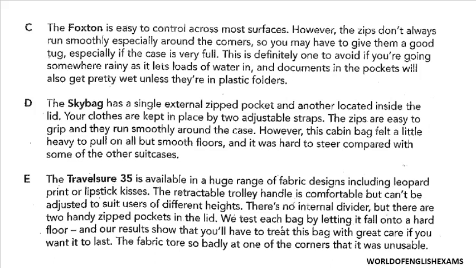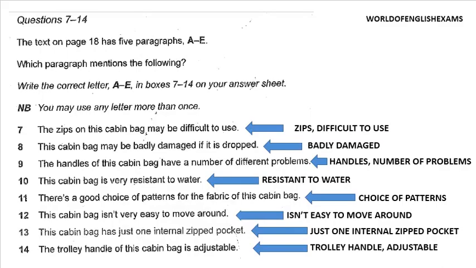This is definitely one to avoid if you are going somewhere rainy. That means it is not at all resistant to water. Anyway, we did confirm that paragraph B is the one which is related to water resistance. As it gets loads of water in, the documents in the pockets also get pretty wet unless they are plastic folders. So no other information is contained in the C paragraph excepting for the seventh one.